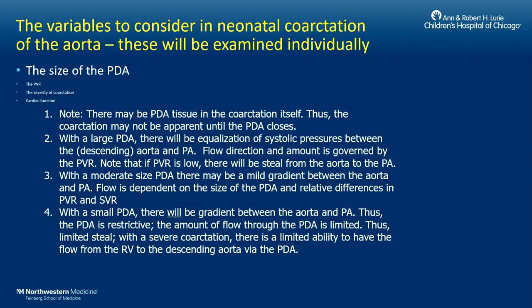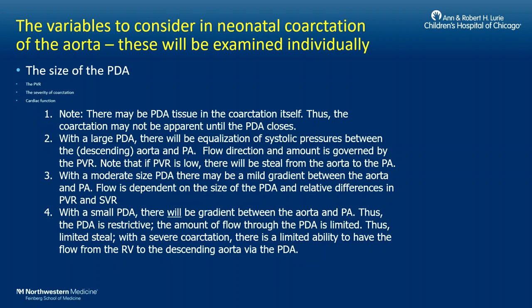With a large PDA, there's going to be equalization of systolic pressures between the descending aorta and pulmonary artery. Flow direction and amount is governed by pulmonary vascular resistance. If there's a large PDA and the PVR is low, there's going to be steal from the aorta to the PA. With a moderate-sized PDA, there may be a mild gradient between the aorta and the pulmonary artery. Flow is dependent again on the size of the PDA and the relative difference in PVR and SVR. With a small PDA, there absolutely will be a gradient between the aorta and pulmonary artery, and thus the PDA is restrictive, and the amount of flow through the PDA is limited, thus limited steal.